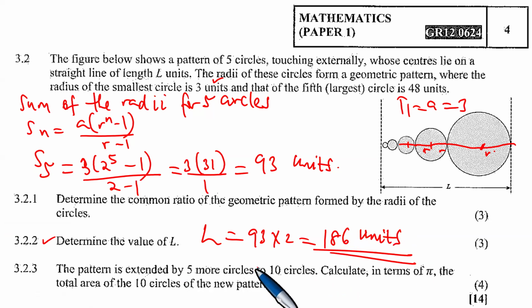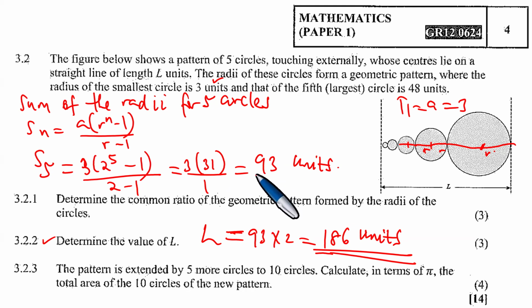186 units, so L is 186 units. So right now, if you determine the value of L, it is actually equal to 186 units. Why am I multiplying by 2? Because obviously at this point, this was the sum of the radii.